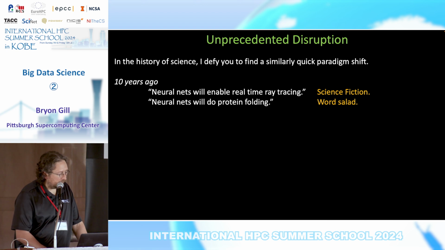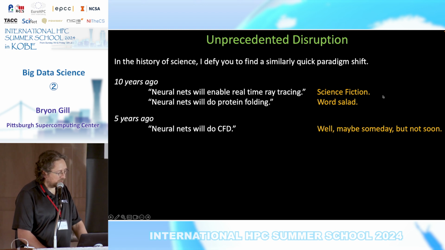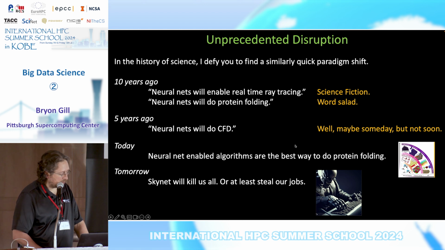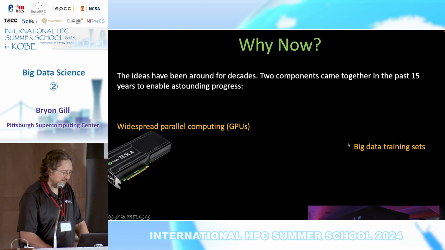So, we had neural nets will enable real-time ray tracing. Sure, okay. Neural nets will do protein folding. What is that? And then 5 years ago, well, maybe we'll do CFD sometime soon. And then today, neural nets and algorithms are the best way to do protein folding. And tomorrow, maybe Skynet kills us all and steals our jobs. I don't know.